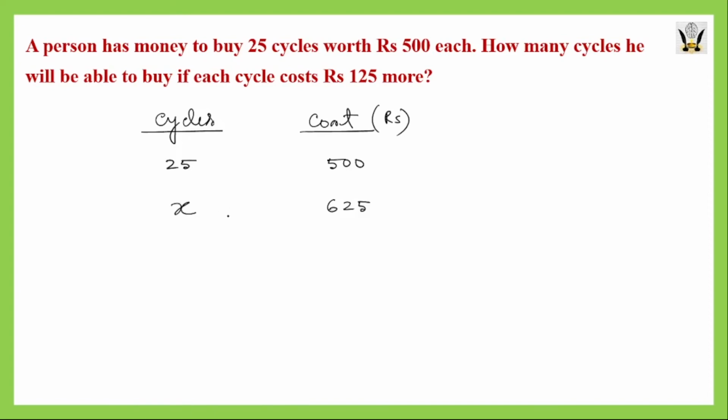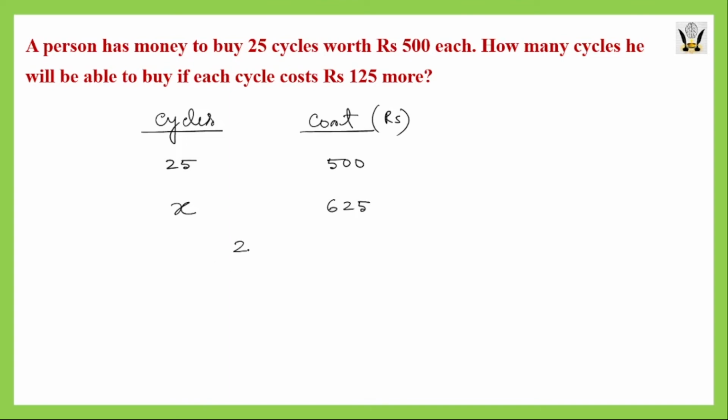So we will assume that the number of cycles that he will now be able to buy is x, and we will find that value. Since now the price of each cycle is more, if the total amount of money that the person has is fixed, then by the same amount of money, definitely the number of cycles that he will be able to buy will be less. So that means when the cost of each cycle is increasing, the number of cycles is decreasing, right?